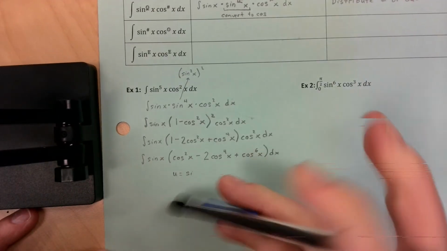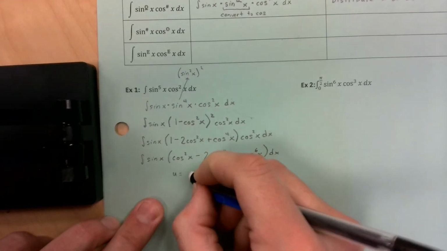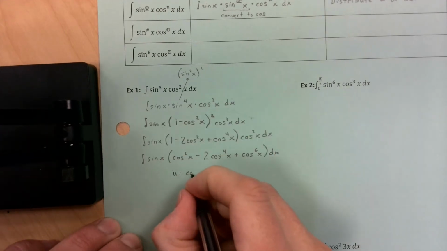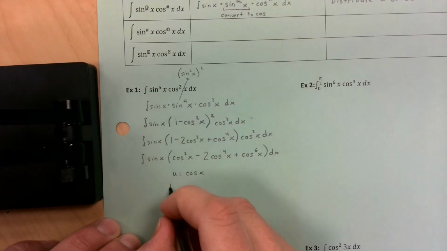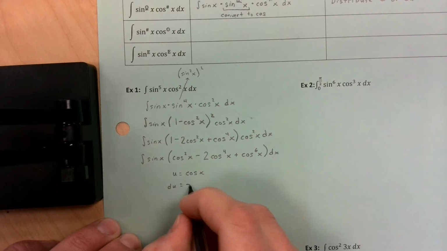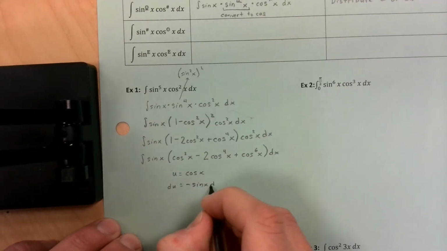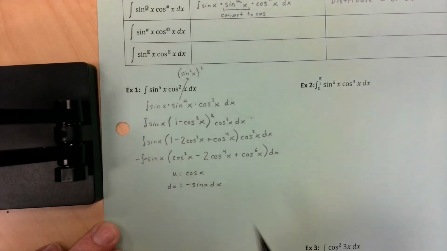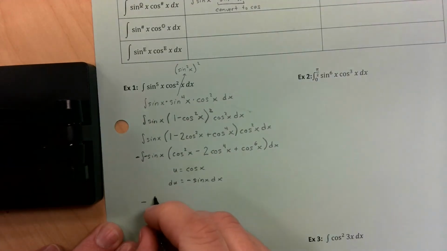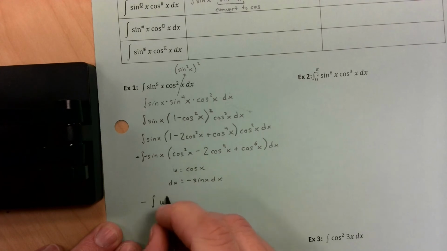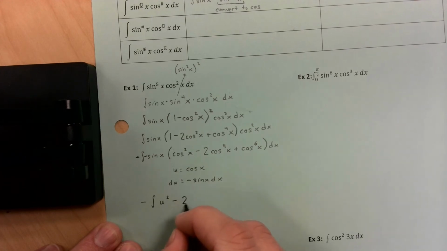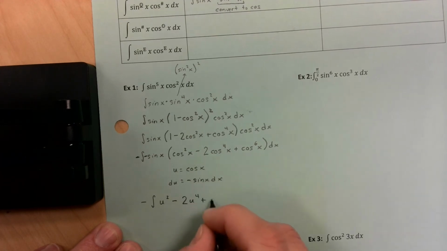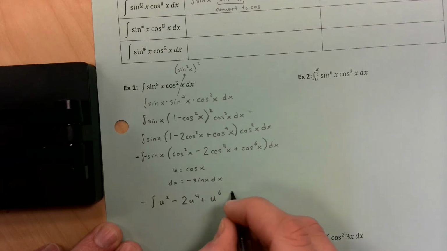Our u is, whoa, not sine. That would defeat the purpose here. Our u is cosine. That makes du negative sine of x dx. Missing the negative. Throw it in, throw it out. So we are looking at the negative integral of u squared minus 2u to the 4th plus u to the 6th du.